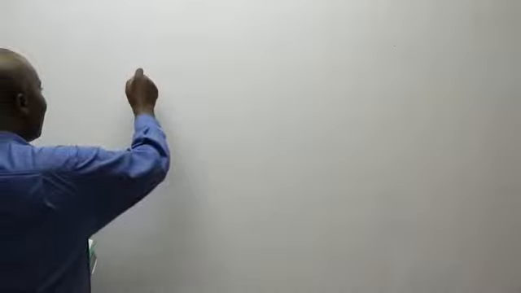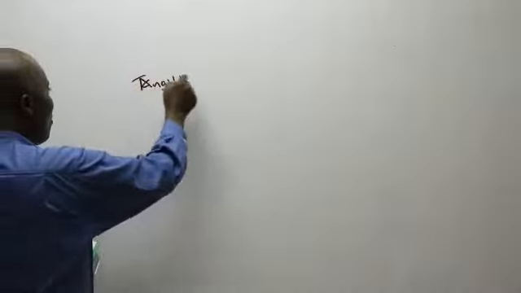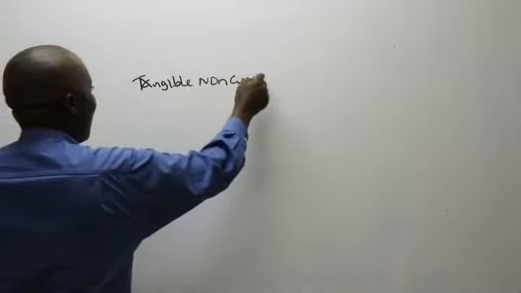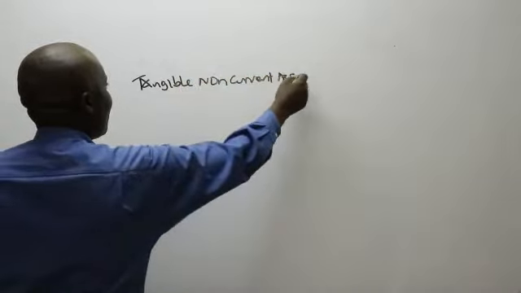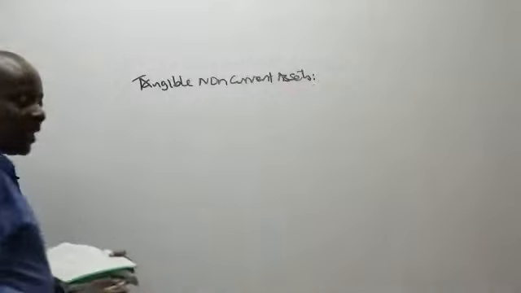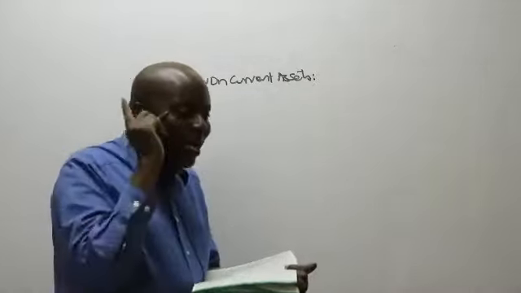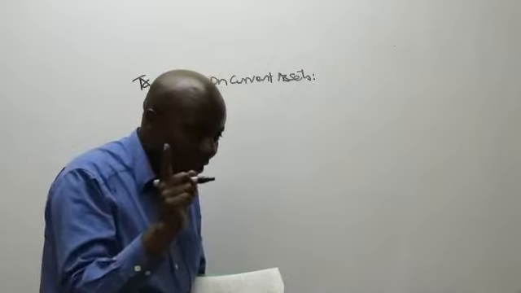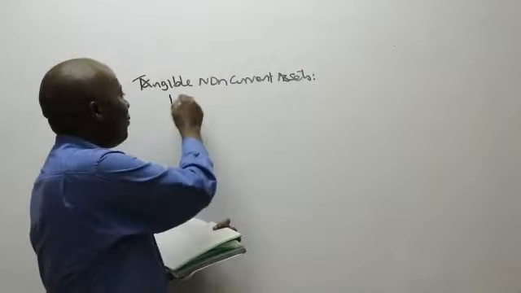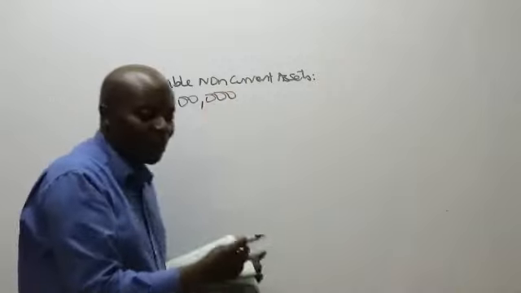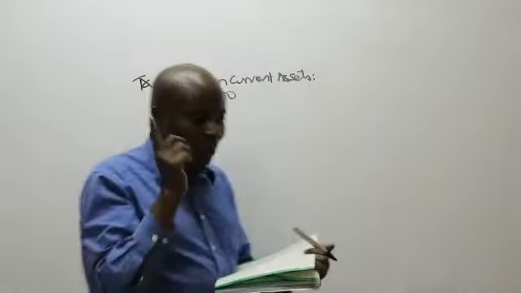So I will come there, ladies and gentlemen, listen to me very well. I will say tangible non-current assets. Now listen to me. They tell me that the one for Lagos is 100,000. Are we together? 100,000. If you are able to see that, please confirm you are able to see the 100,000.